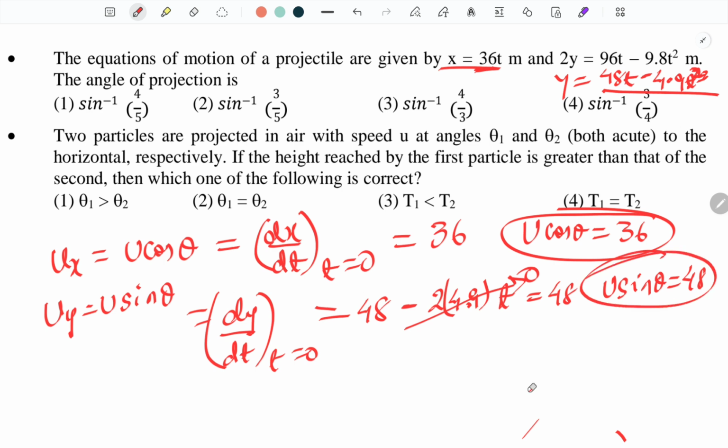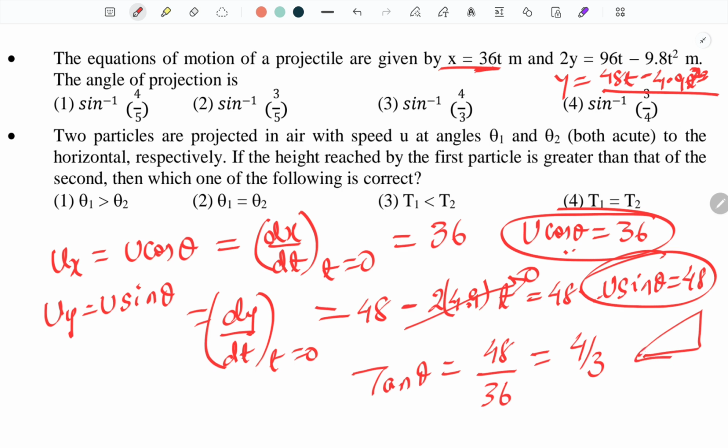Okay, you have got u cos theta and u sin theta clearly. So now tan theta is equal to sin by cos. So 48 by 36, just divide equation 2 by 1, and you get the answer 4 by 3. So tan theta is equal to 4 by 3. As soon as 4 and 3 come, the triangle that forms, 4, 3, 5, the hypotenuse comes automatically.